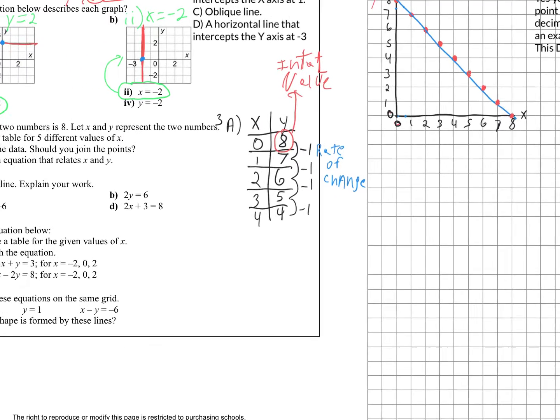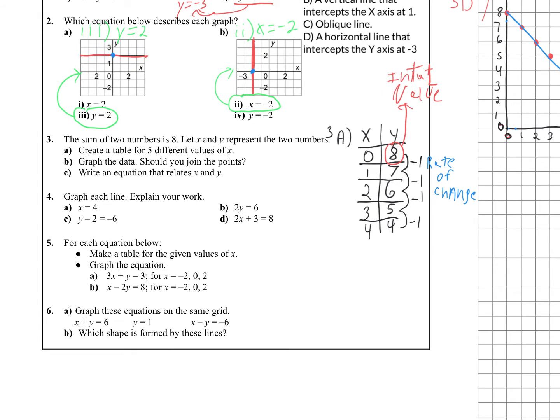And now when we come over and look at 3c, it says write an equation that relates x and y. All right. So now we can write that equation, but we have the information we already need over here in our table of values. We have our rate of change and our initial value right here. Remember, your rate of change, -1, is what we multiply x by, and our initial value is what we add at the end. When we have the equation, we always start with our dependent variable, our y variable.